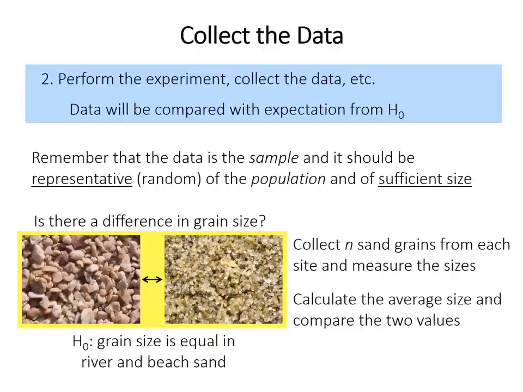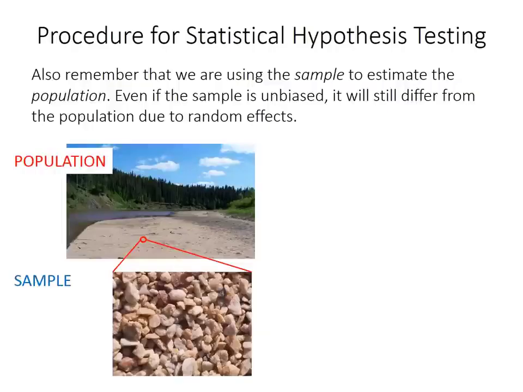We'll pick up from the point where you've chosen your null hypothesis and you've collected the data to test that hypothesis. So imagine the case where we want to know if there's a difference in grain size between two samples of sand, for example, the example I've used in the previous videos as well. Well, we collect two samples of sand grains and measure them, and then calculate the average size, the mean size, and compare the two.